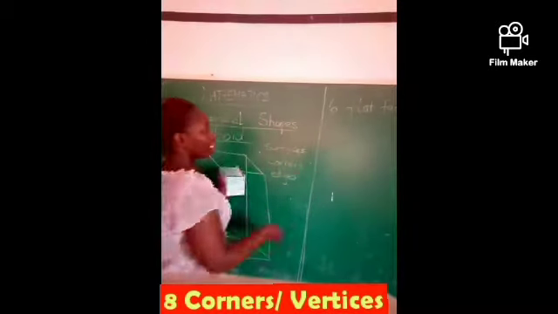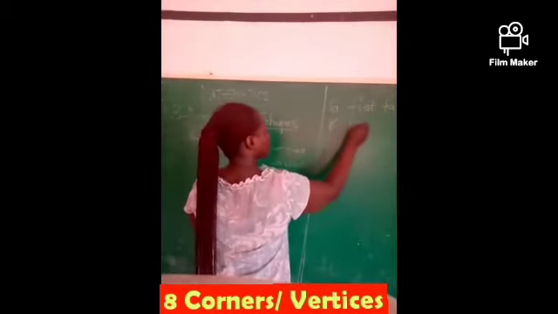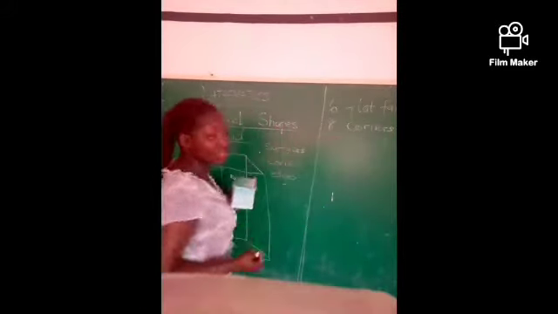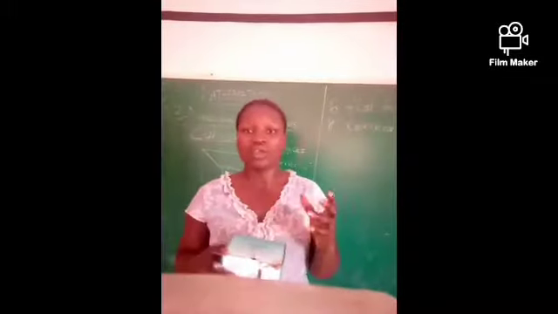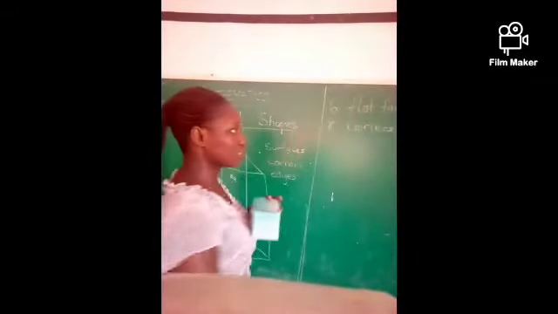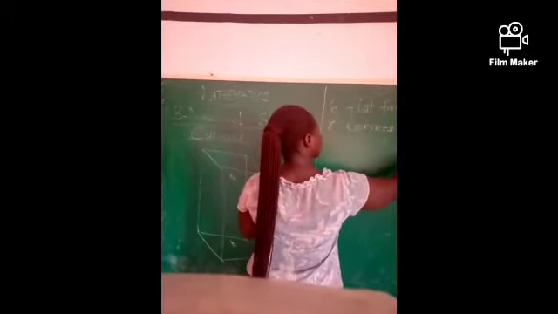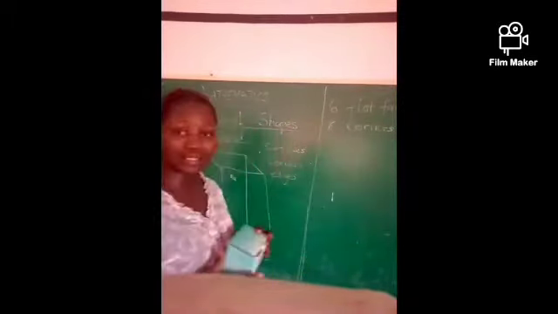Let's do the counting again. Corners, 2 or more lines meet. 1, 2, 3, 4, 5, 6, 7, and 8. Good job. We have 8 corners. Remember, another word for corners is vertices. Another word for corners is what? Vertices. Okay. Now we're going to the last one.